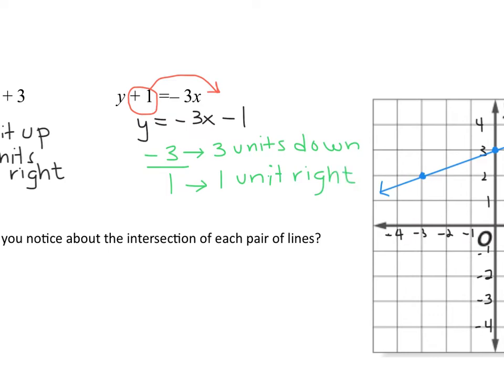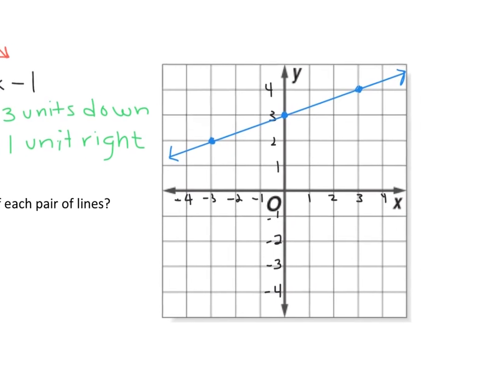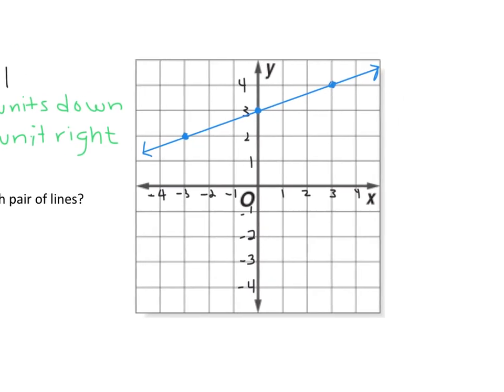So let's go over to our grid. We're going to start by placing a point on our y-intercept, and our y-intercept was -1. So I'm going to go ahead and put a point there on -1. From there, we're going to use our directions from our slope to figure out where to go next. So we need to go 3 units down, 1, 2, 3, and 1 unit to the right. So that's going to take us to 1 and -4. So I'll put a dot there.